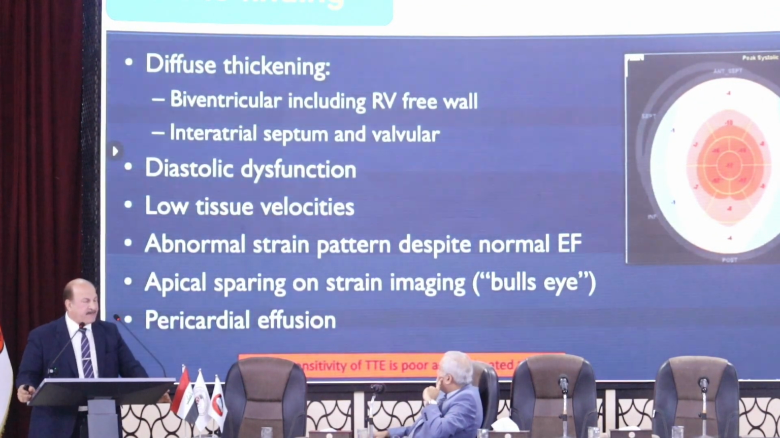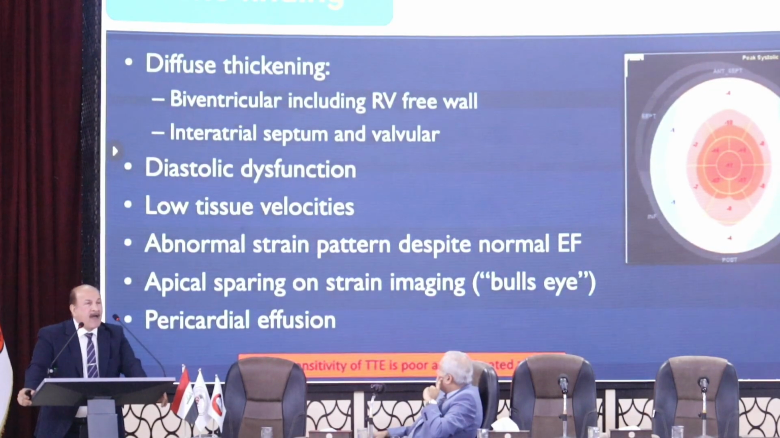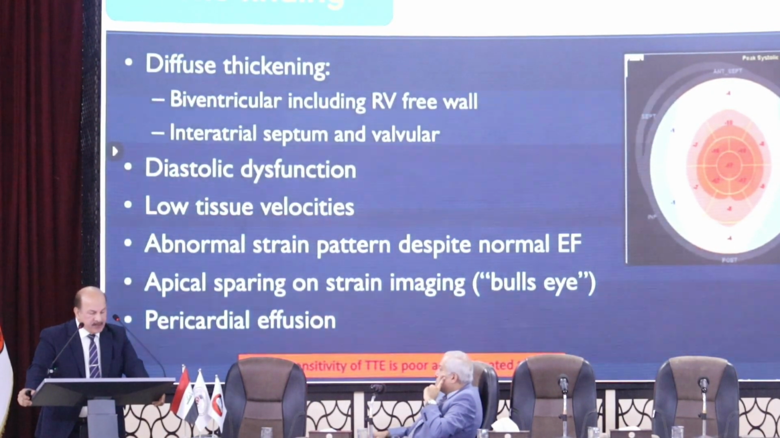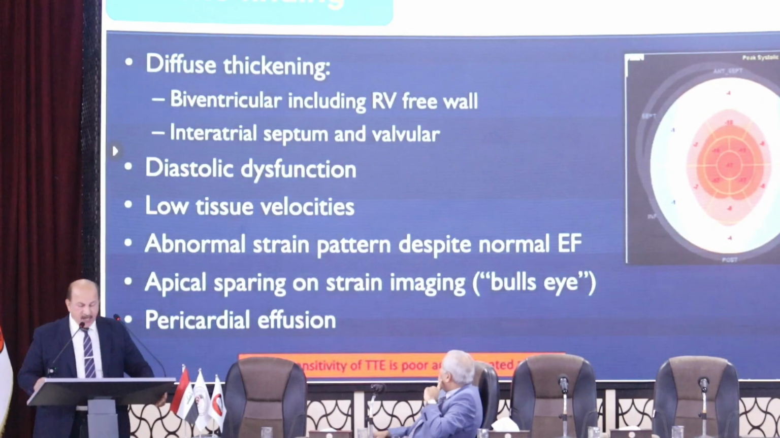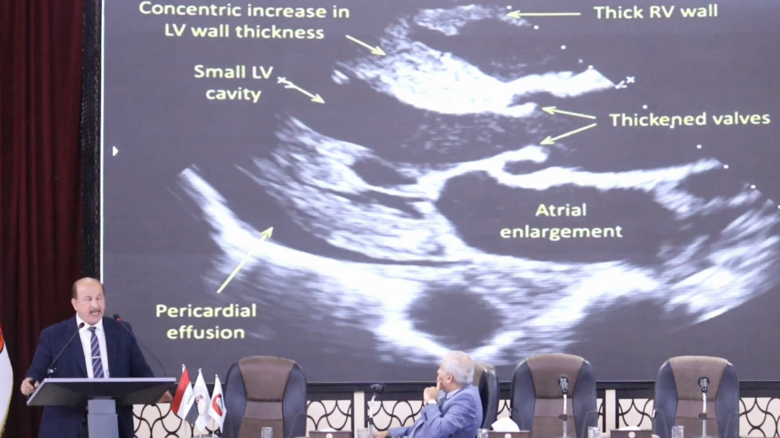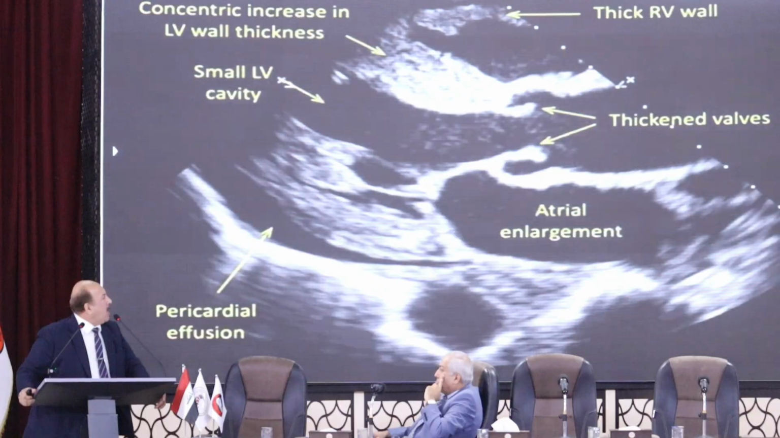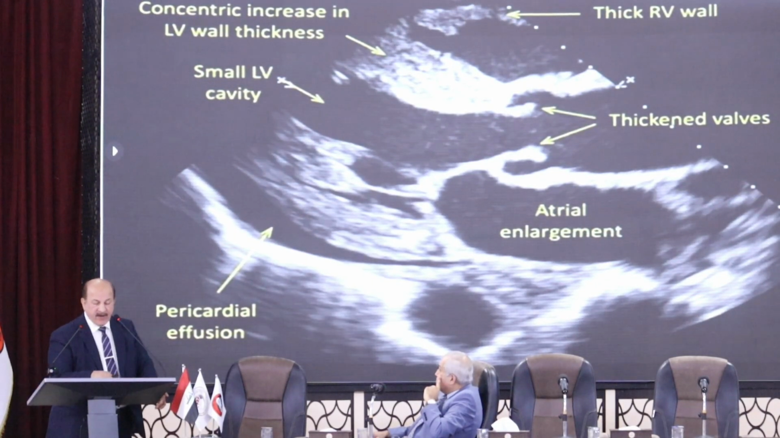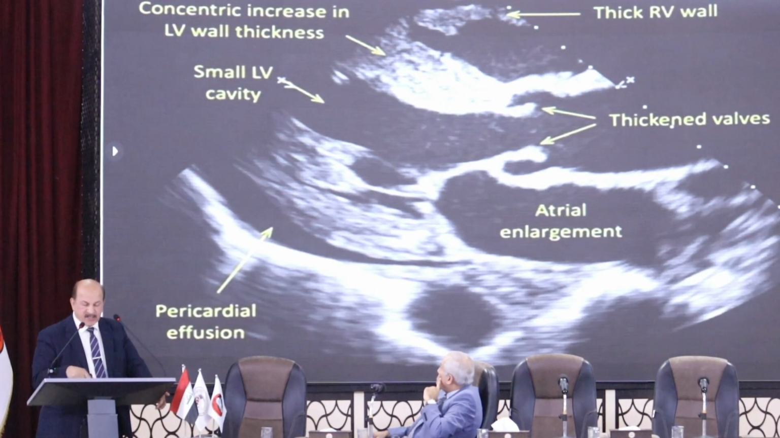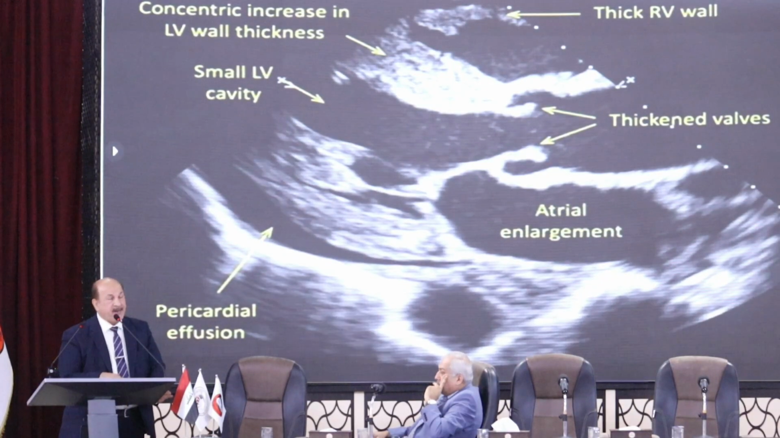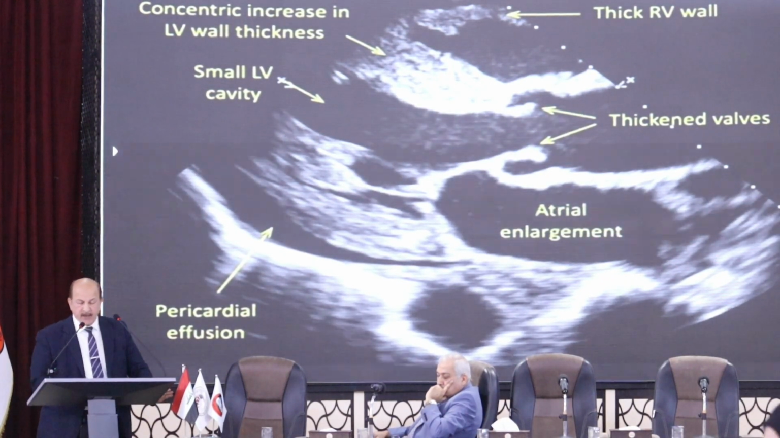By echo, we can demonstrate there is biventricular wall hypertrophy, there is an increase in the interatrial septum, there is diastolic dysfunction and low tissue velocity with an abnormal strain pattern, with normal ejection fraction, and apical sparing, by a special technique I use. This is the echocardiogram of a patient with amyloidosis. If you look at the wall, it's very thick, the aortic valve is thick, and there is pericardial effusion. These are the manifestations by echocardiogram.